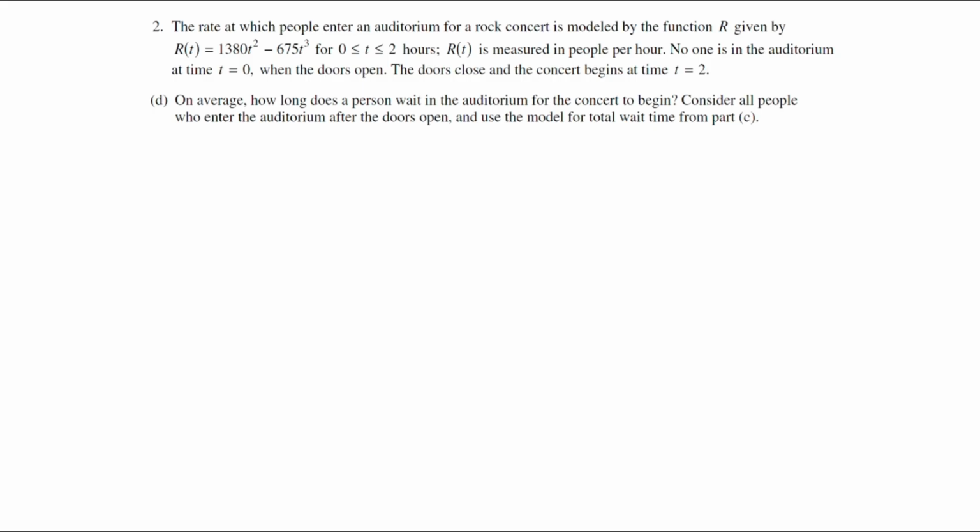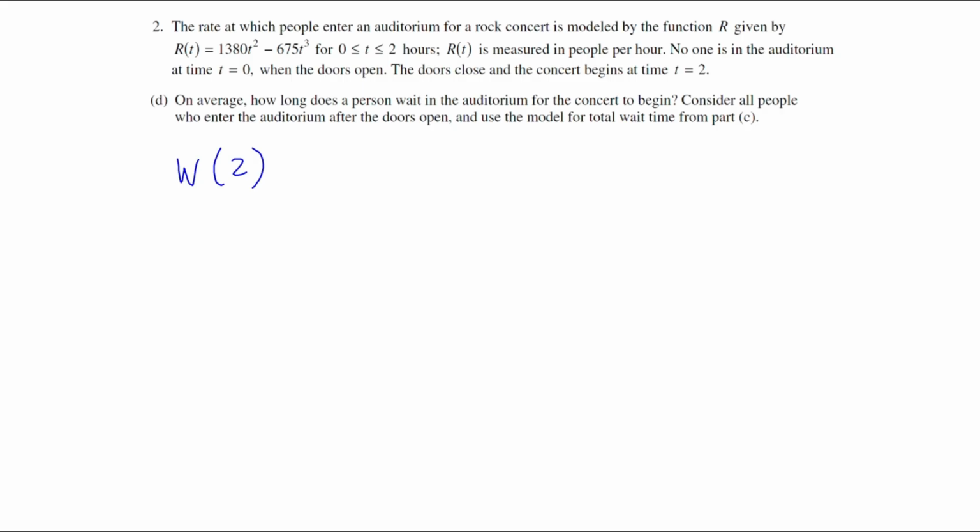And in part D, it asks us to find out on average how long a person waits for the concert to begin. And so we're going to consider all people who enter the auditorium after the doors open. So what we need is the entire wait time, right? So basically that's what is W of 2. We want to know what's the entire wait time of everybody that entered all the way up to 2.